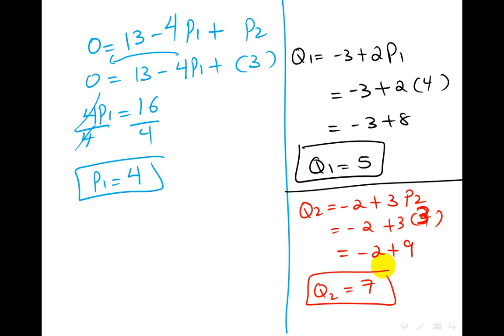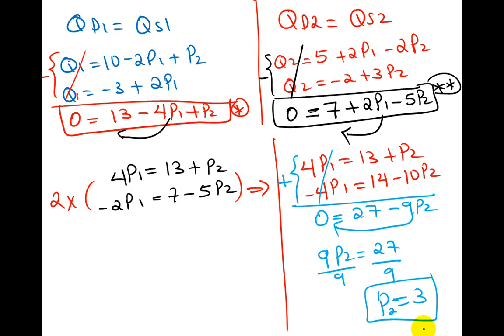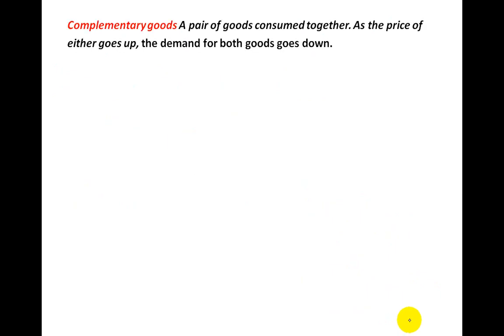Good. I hope that you understood how to find the equilibrium points. It's something easy. Alright, now we're going to talk a little bit about the types of goods or types of commodities. Here we have a short note that I prepared for you.